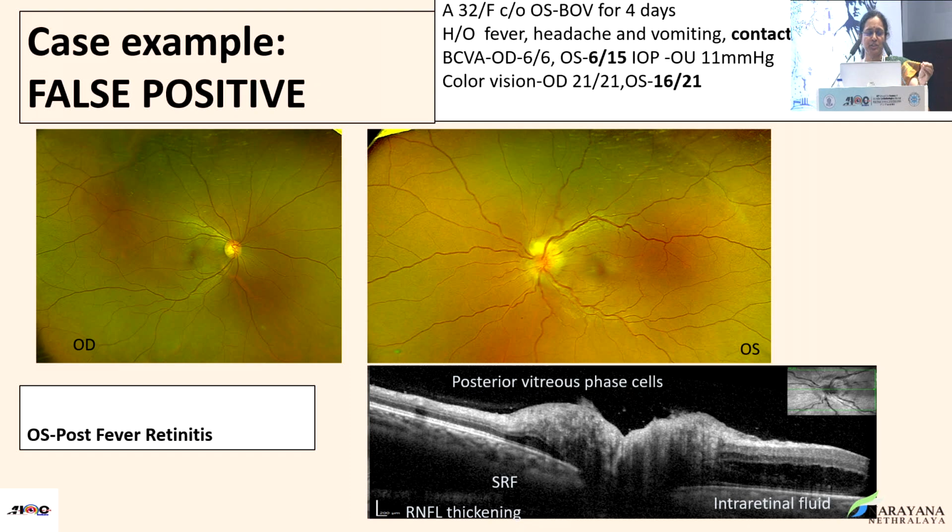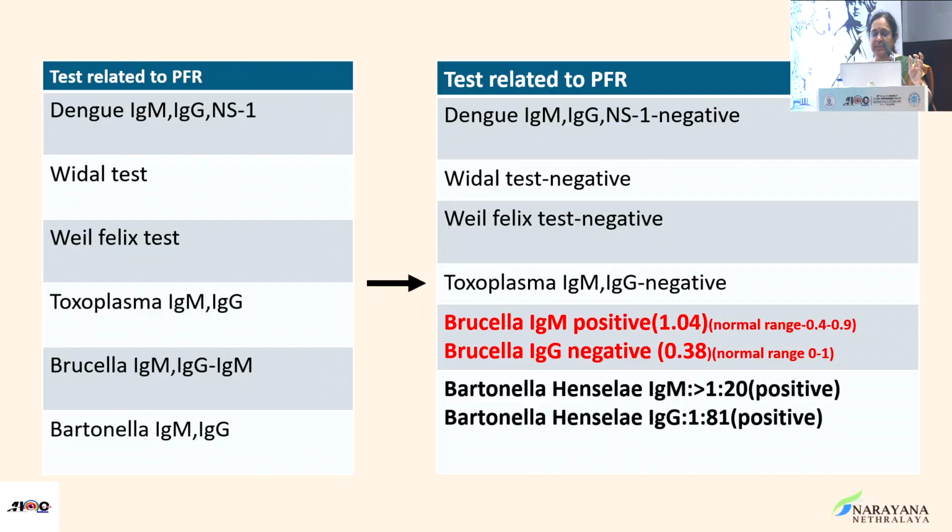Here we see a false positive. Here is a patient who presented with blurring of vision since 4 days. She gave a history of fever, headache and vomiting, and she also gave a history of contact with a pet cat which was unwell and on treatment by the veterinarian. Visual acuity was decreased. Here we could see retinitis lesions in the peripapillary region.